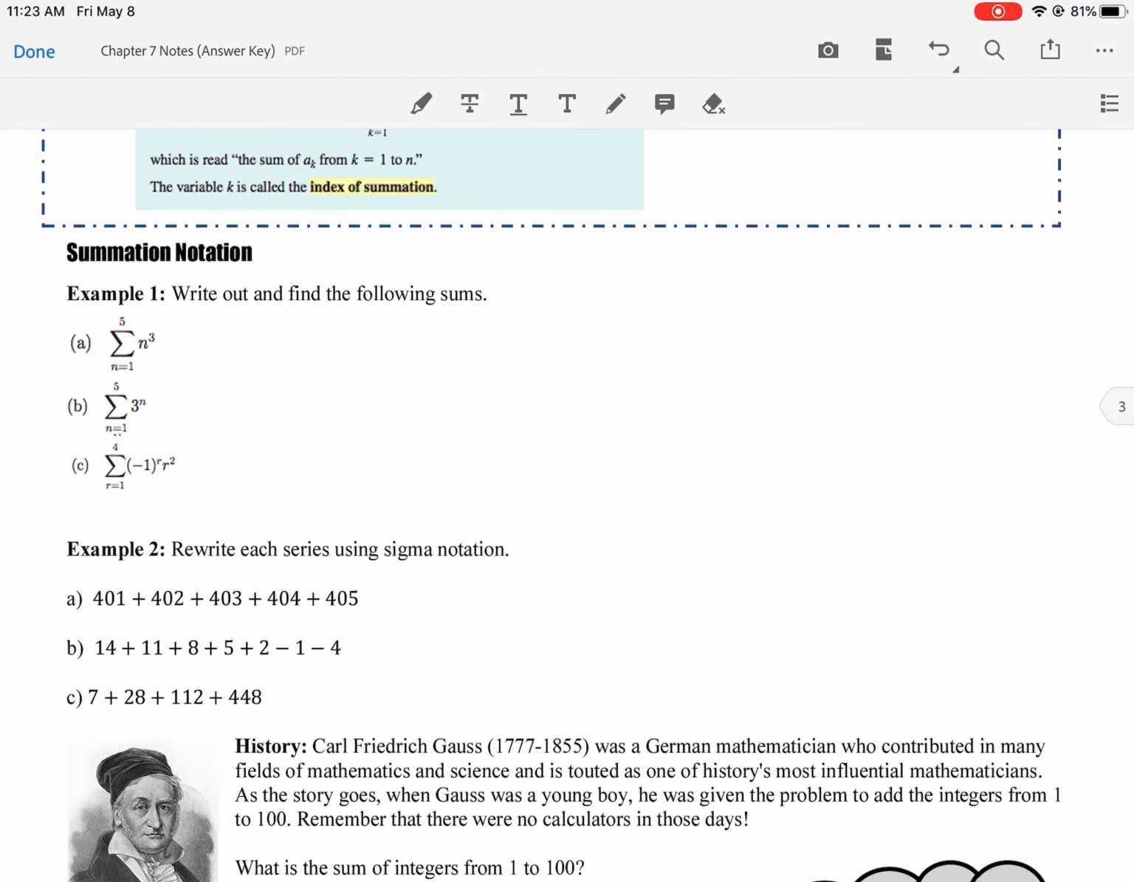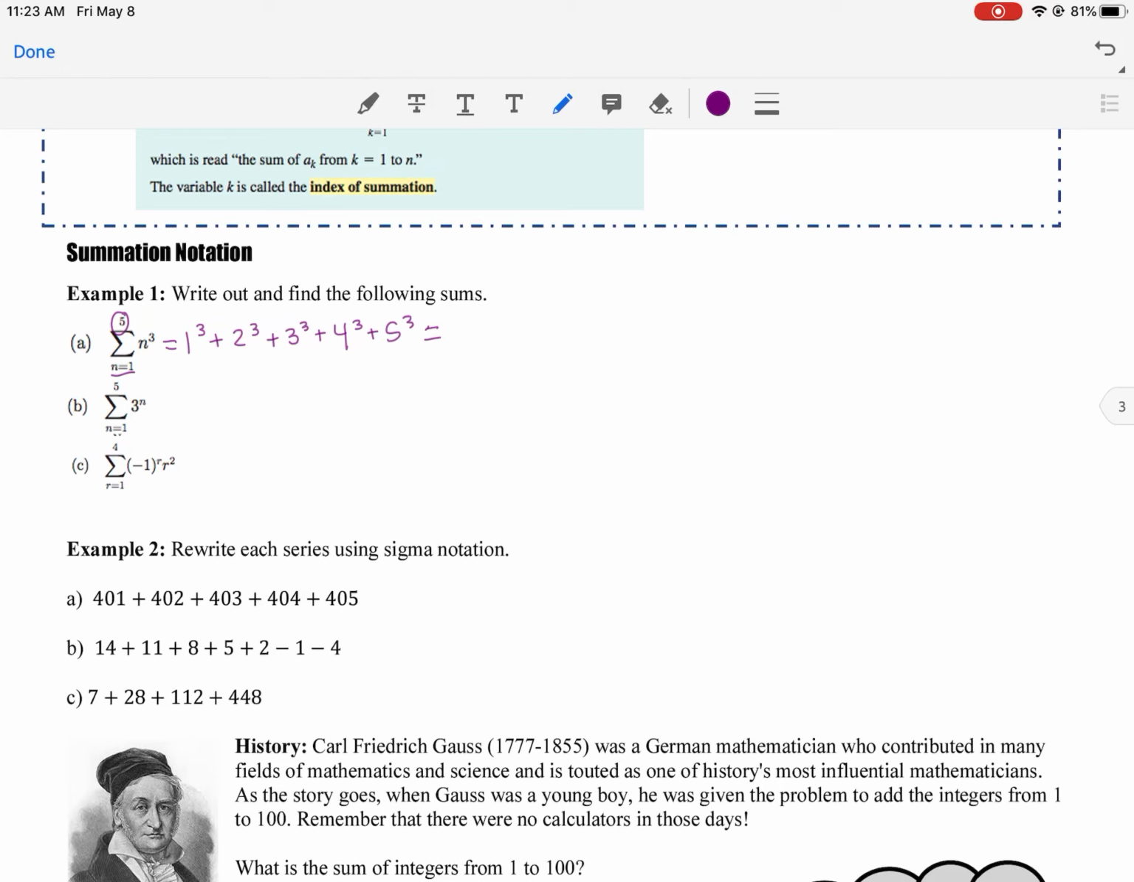So let's write out what the following sums mean. In this case, we're starting when n is 1 and we're going to n is 5, right? And then we're doing it with n cubed. So we're doing 1 cubed plus 2 cubed plus 3 cubed plus 4 cubed plus 5 cubed, right? So you're just plugging in 1 through 5, and then we're going to go ahead and add those together.